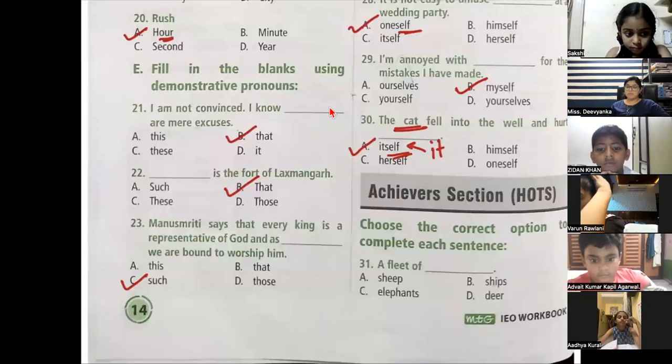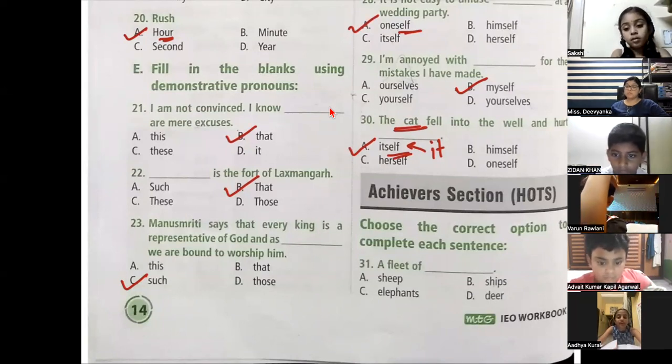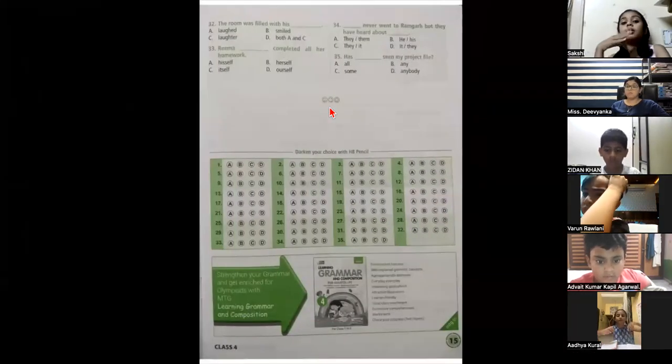Now, next one, Adya, back to you. Choose the correct option to complete each sentence. A fleet of ships which is B. Ma'am, I have a doubt. What do we call a group of rabbits? Okay, wait. Let me recollect. I'll tell you that. Before we end the class, I'll tell you.